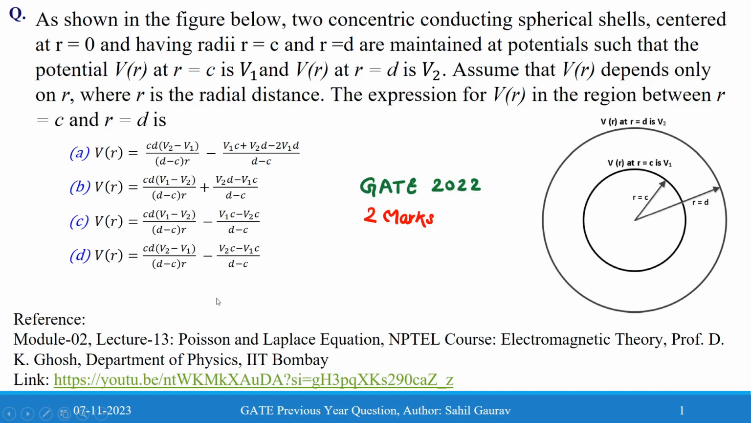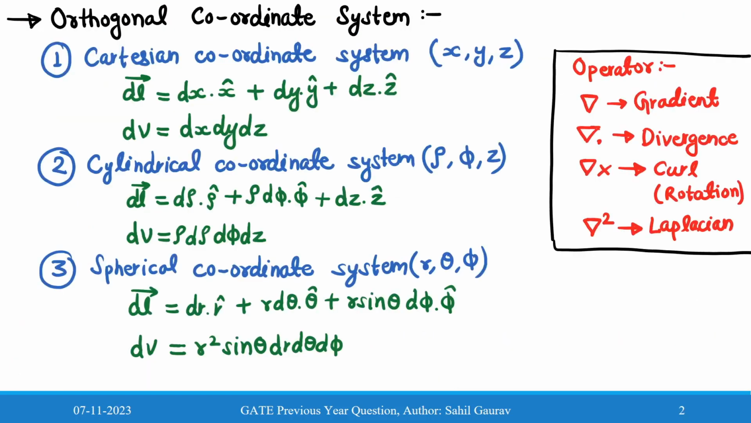So for a detailed description and detailed concept about the Poisson and Laplace equations, kindly refer to this NPTEL course Electromagnetic Theory by Professor D.K. Ghosh, Department of Physics, IIT Bombay. The YouTube link for this course is given here. Now let us see some basics regarding this question and then we will solve the problem.